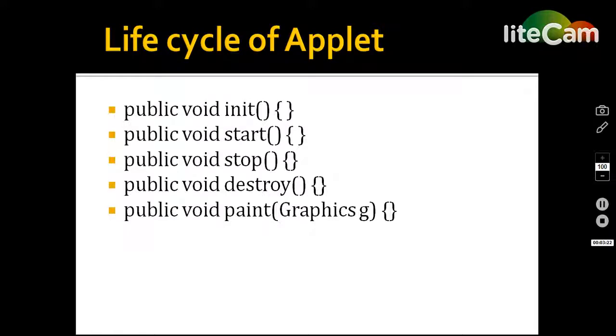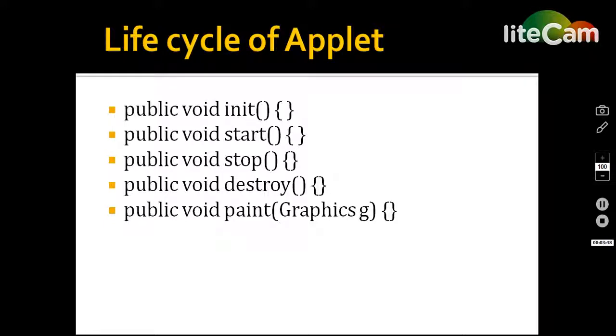Public void init is used to initialize the applet. Public void start is used to start the applet. Public void stop is used to stop the applet. Destroy is used to close the applet. And paint is used for painting purposes. Like we can paint this applet, we can draw a rectangle, polygon, circle, etc. in the applet.